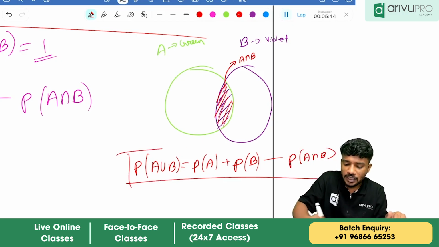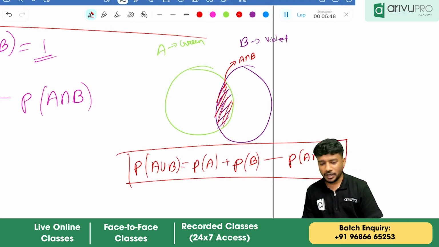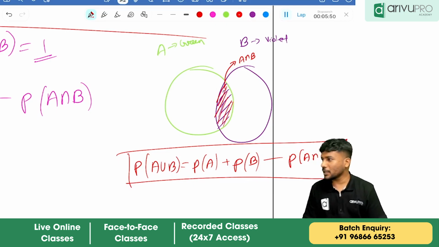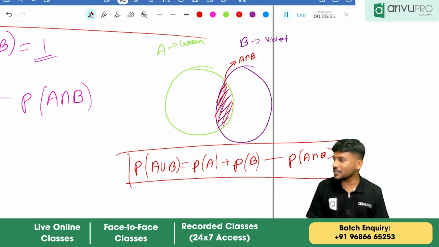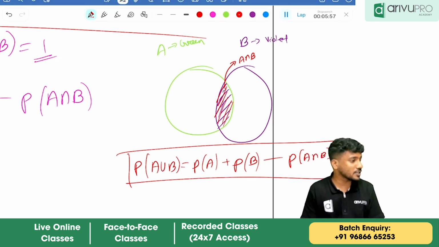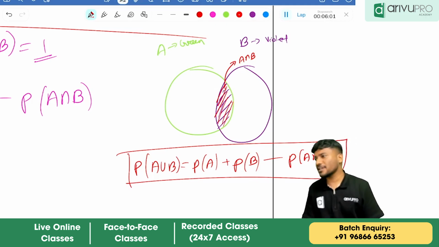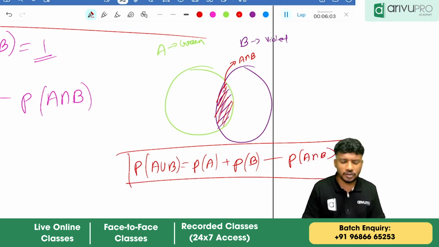Are you understanding this? Got it? Understood? Sheikh, you got it? How it became P of A plus P of B minus P of A intersection B. What is the reason behind reducing one of the values? We are reducing it because it is getting added 2 times. So whenever I find the total probability, I can use this method.